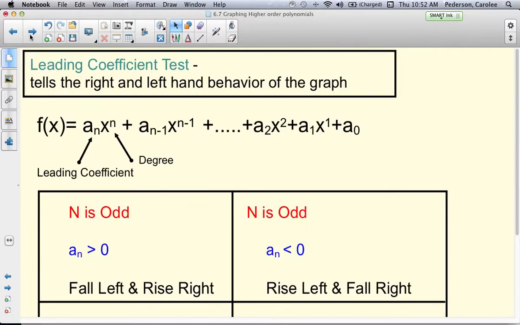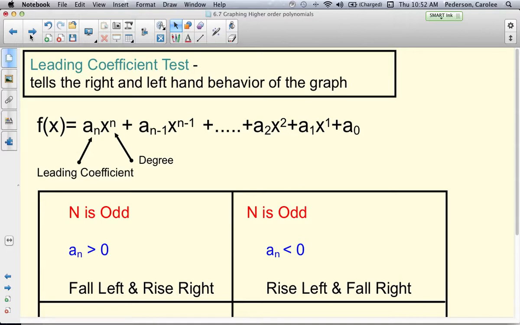Okay, let's move on to the leading coefficient test. What the leading coefficient test does is it tells the right and the left-hand behavior of the graph. Does it rise on the right? Does it fall on the left? So go ahead and write that box down.